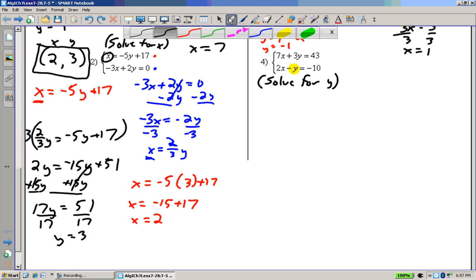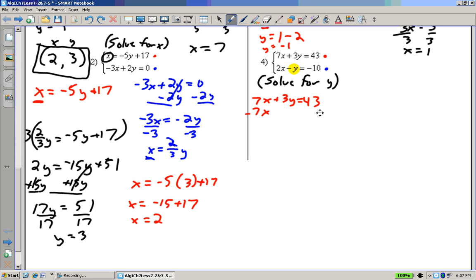So let's go ahead and declare. Let's make this the red. Let's make this the blue. And I'm going to solve for y in each one of these. Okay, so solve for y. 7x plus 3y equals 43. Let's get y by itself. We can subtract 7x.